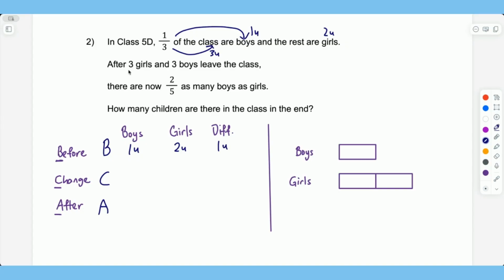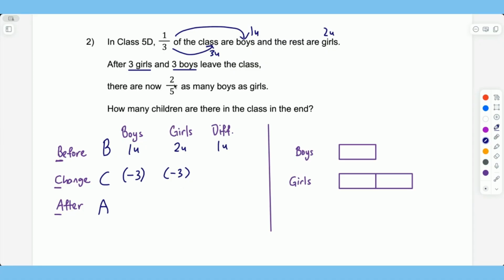Now, what's the change? 3 girls and 3 boys left the class. So we minus 3 boys and we put a bracket because this is the real number of boys, actual number of boys, and minus 3 for girls. So 3 boys and 3 girls left the class.